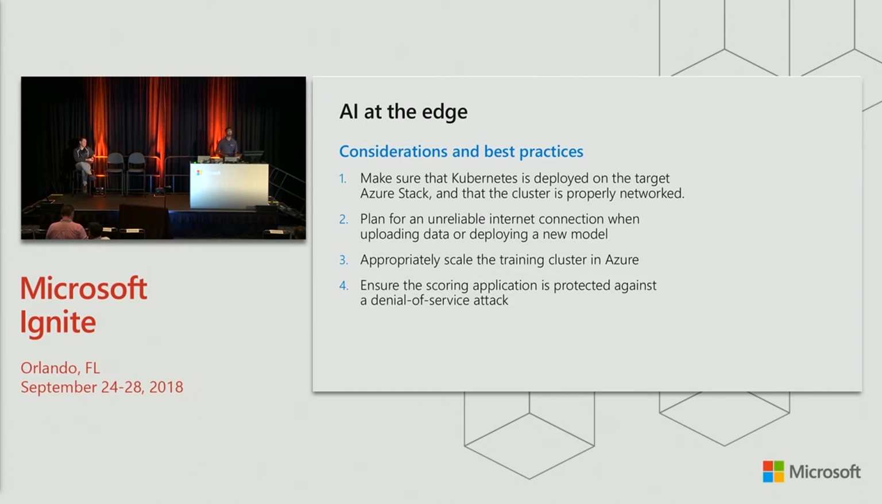Appropriately scale the training cluster in Azure. Make sure that your data scientist has enough energy and room to work. Make sure that they're not struggling to train a model and not getting those insights because they don't have the resources. That's the entire point of training at scale in the cloud. And ensure that the scoring application is protected against denial of service. Make sure that there's enough headroom and that it's scaled properly so that it can answer all requests for analysis.